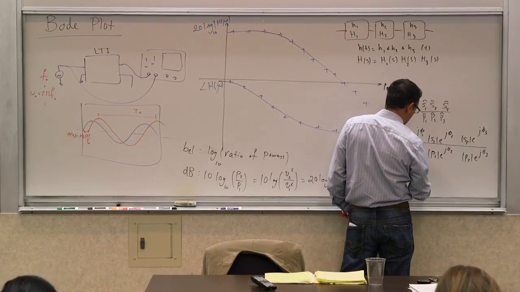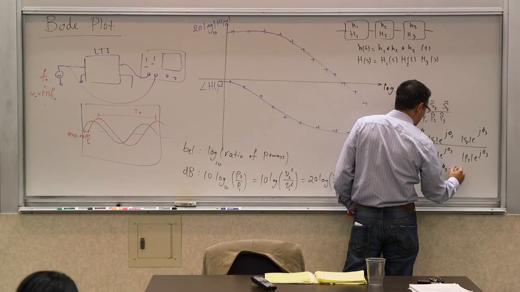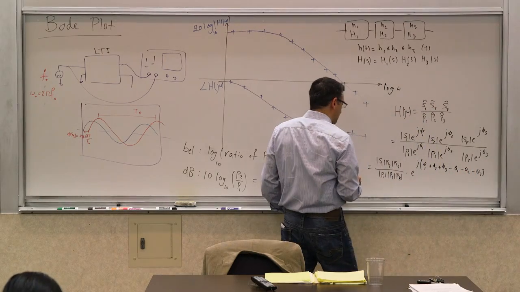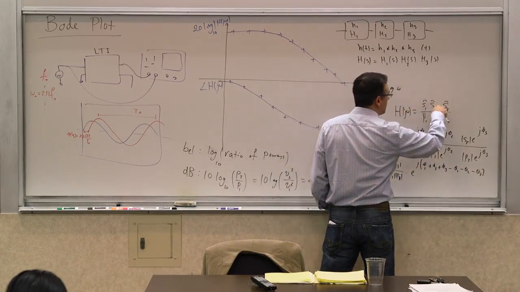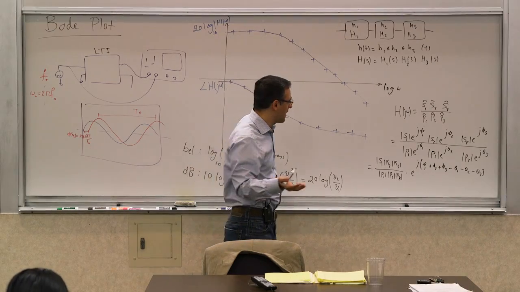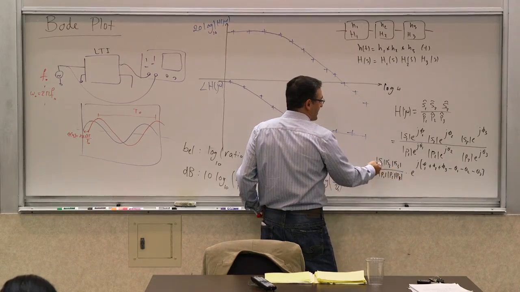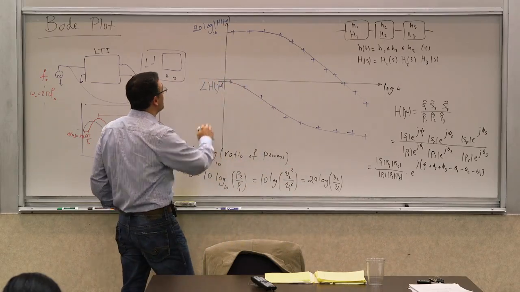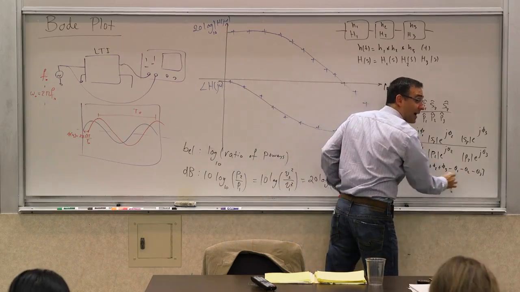So you get e to the j phi1 plus phi2 plus phi3 minus theta 1 minus theta 2 minus theta 3. So you can see that the phases add and subtract. The phases of the numerator components will add, and phases of the denominator components will subtract. And you can see that the magnitudes are multiplied and divided, which basically translate in a log domain. These would be adding and these would be subtracting. That's why we do the log for the magnitude part, not the phase part. Because the phase part by itself adds and subtracts.